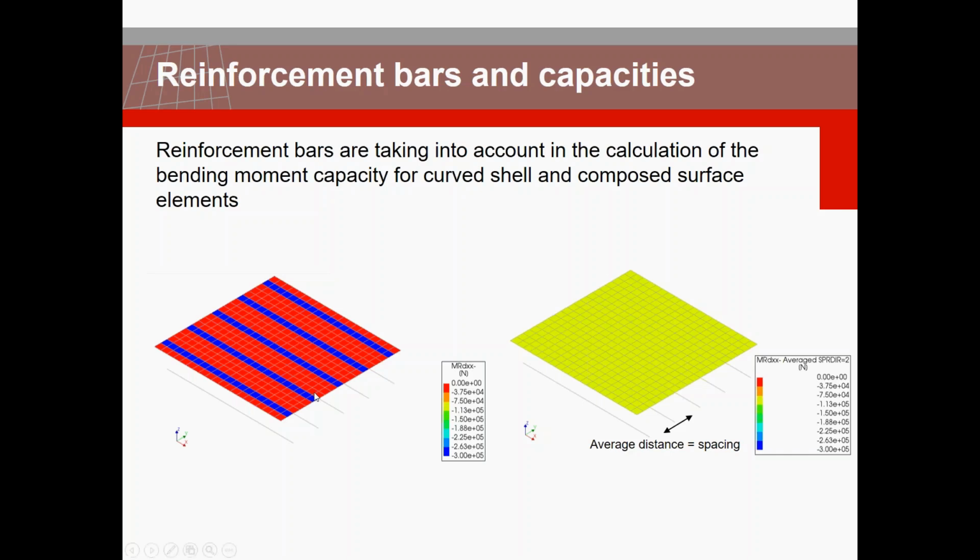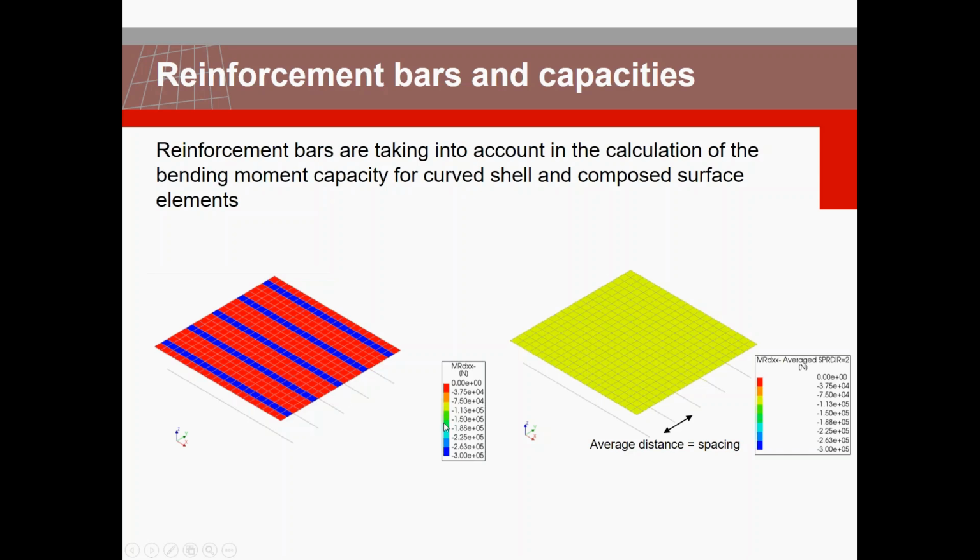So here you see a plate, but at the bottom there are 5 reinforcement bars. So we get a very high capacity in the elements where there are the reinforcement bars, and in between where there is no reinforcement, you have a capacity of 0.